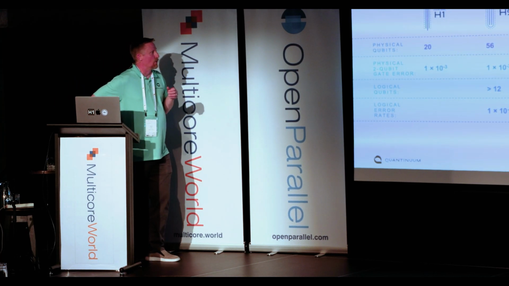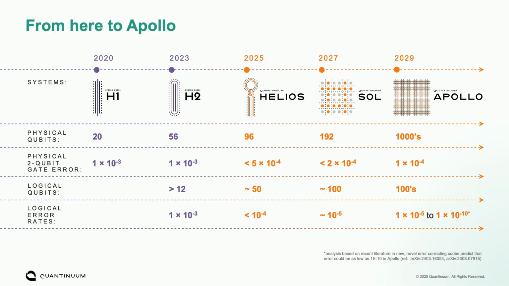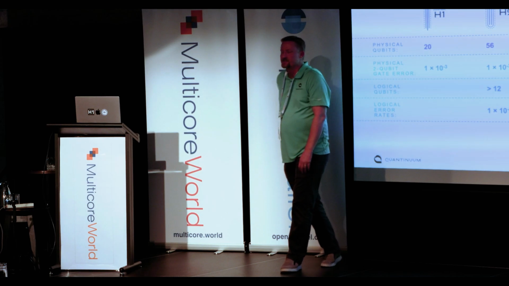So here's the roadmap. We released this H1 system, this very linear trap design, in 2020. It started with 10 qubits. We've upgraded it to 20. The 2 qubit gate error is about 10 to the minus 3. Released the H2 system. It's now up to 56 qubits. This year we'll be at Helios, on the order of 100 qubits.